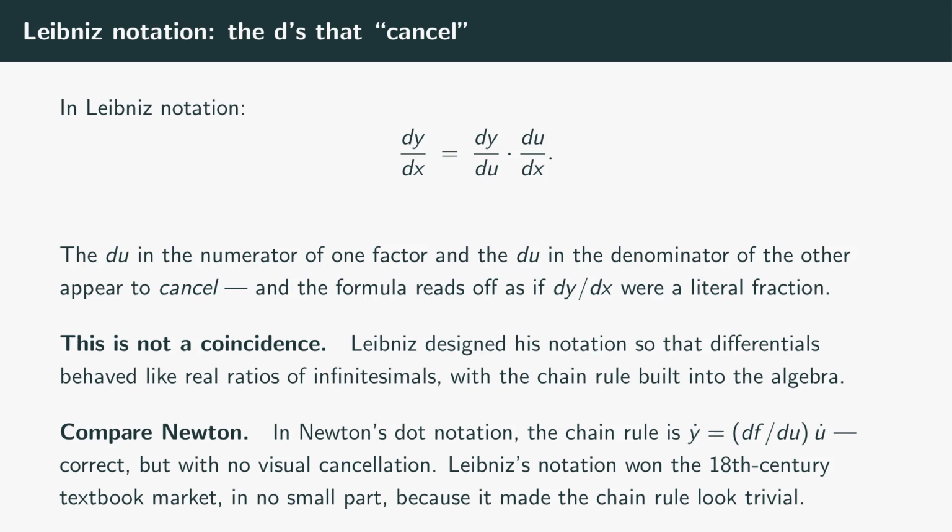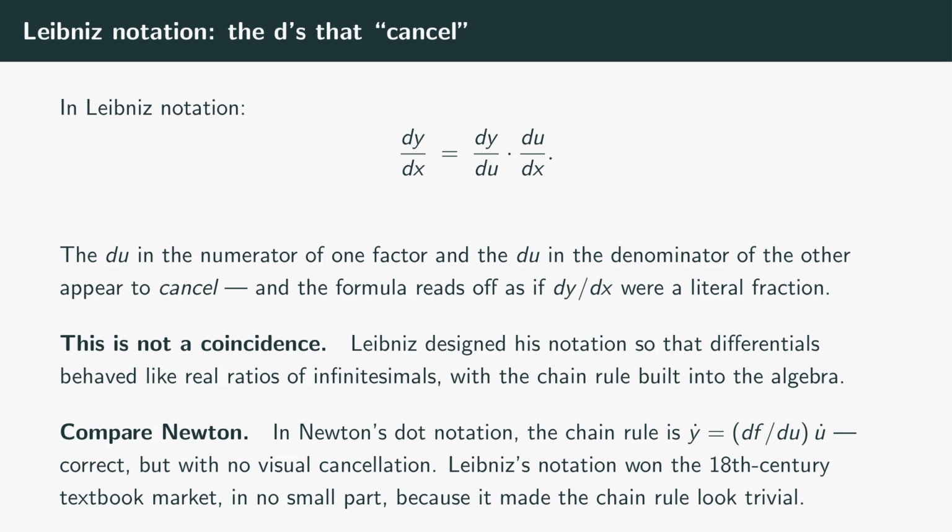A quick notational note that doubles as history. The chain rule in Leibniz notation reads: the derivative of y with respect to x equals the derivative of y with respect to u times the derivative of u with respect to x. Look at the du's. One sits in the numerator of the first fraction, the other sits in the denominator of the second. If you treat the derivative of y with respect to u and the derivative of u with respect to x as honest fractions, the du's cancel, and you're left with the derivative of y with respect to x. The chain rule reduces to algebra with fractions.